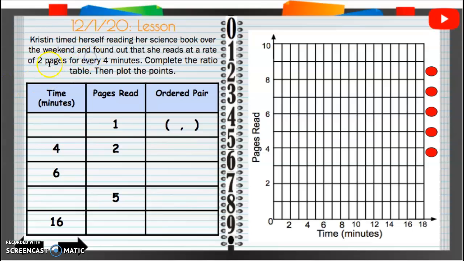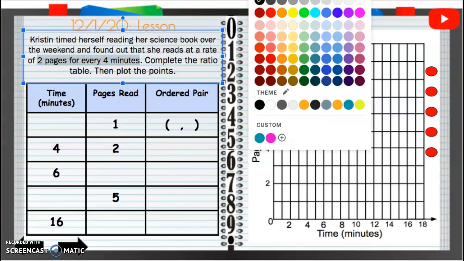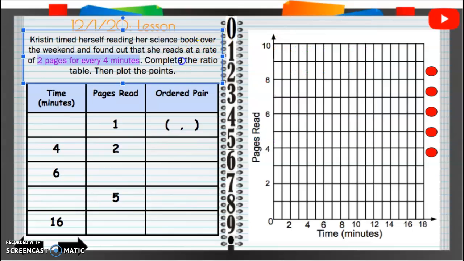So, up here it says 2 pages for every 4 minutes. So when you have that 2 pages for every 4 minutes, that's going to be important for us to see in our table. 2 pages, 4 minutes. So do you see how that's already in our table? So that's information that's given. Yes, it is written backwards because we're following what the table is.